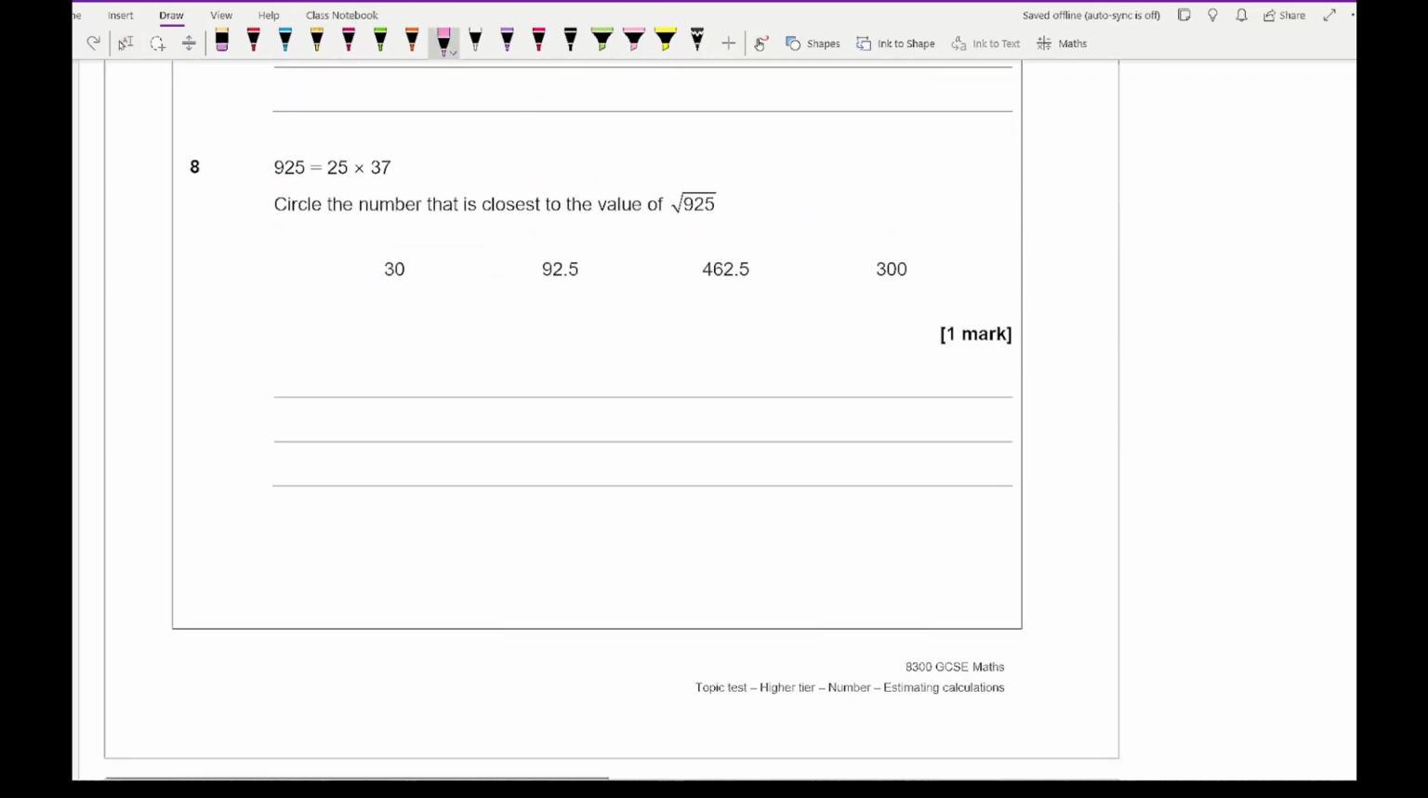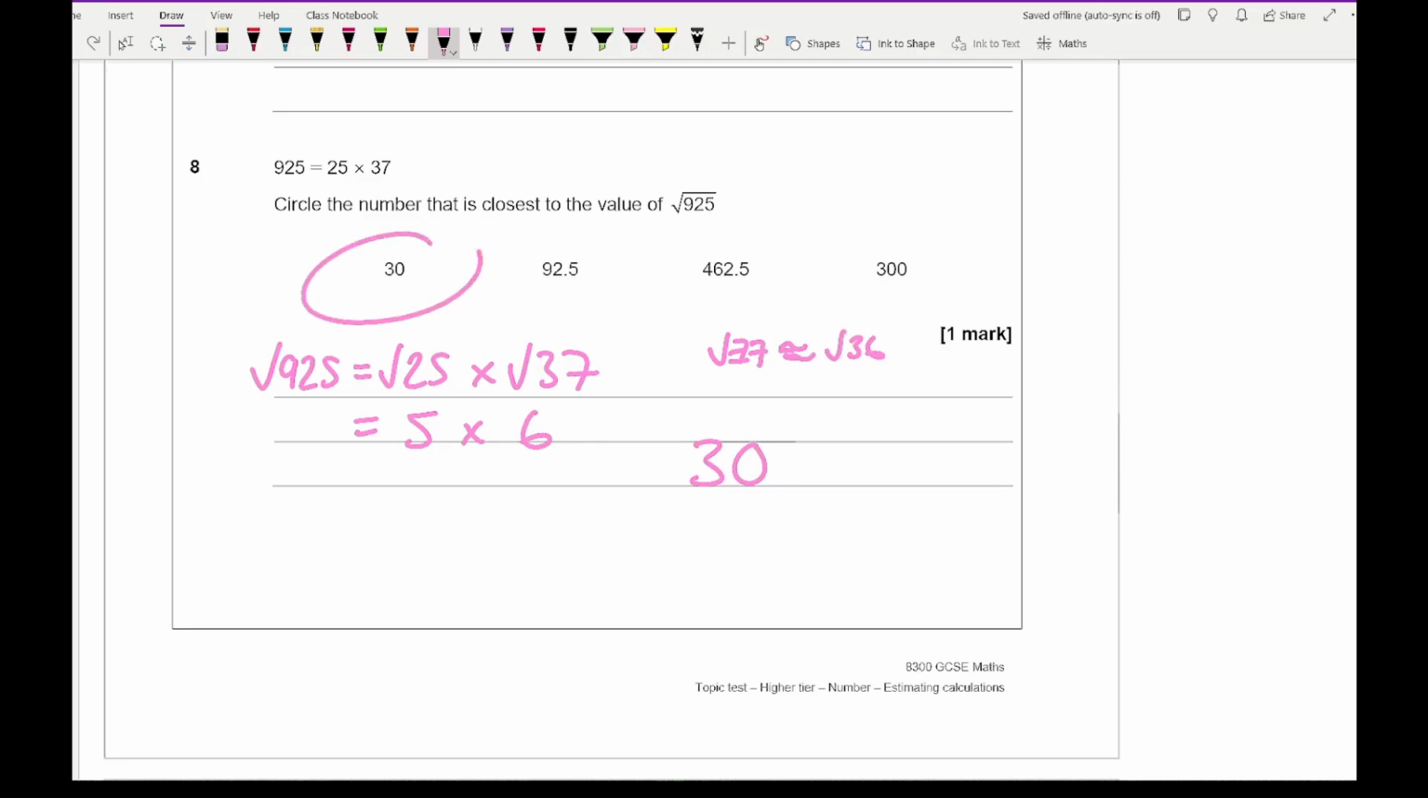Moving on to question 8, it says 925 equals 25 times 37. Circle the number that is closest in value to the square root of 925. Well, the square root of 925 is going to be the square root of 25 times the square root of 37. The square root of 25 is 5, and the closest square number to 37 is 36, and the square root of 36 is 6. So it's going to be 5 times 6, which is 30, so I need to circle the first option.